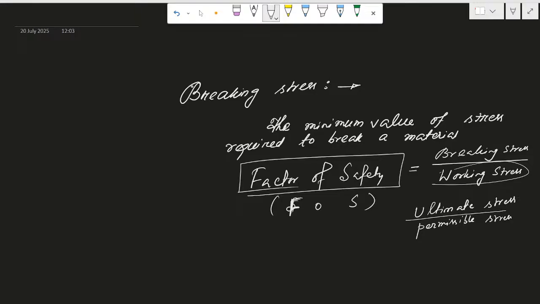So factor of safety is also unitless, correct? It is a safety factor. It is actually having the numerical value. Okay.